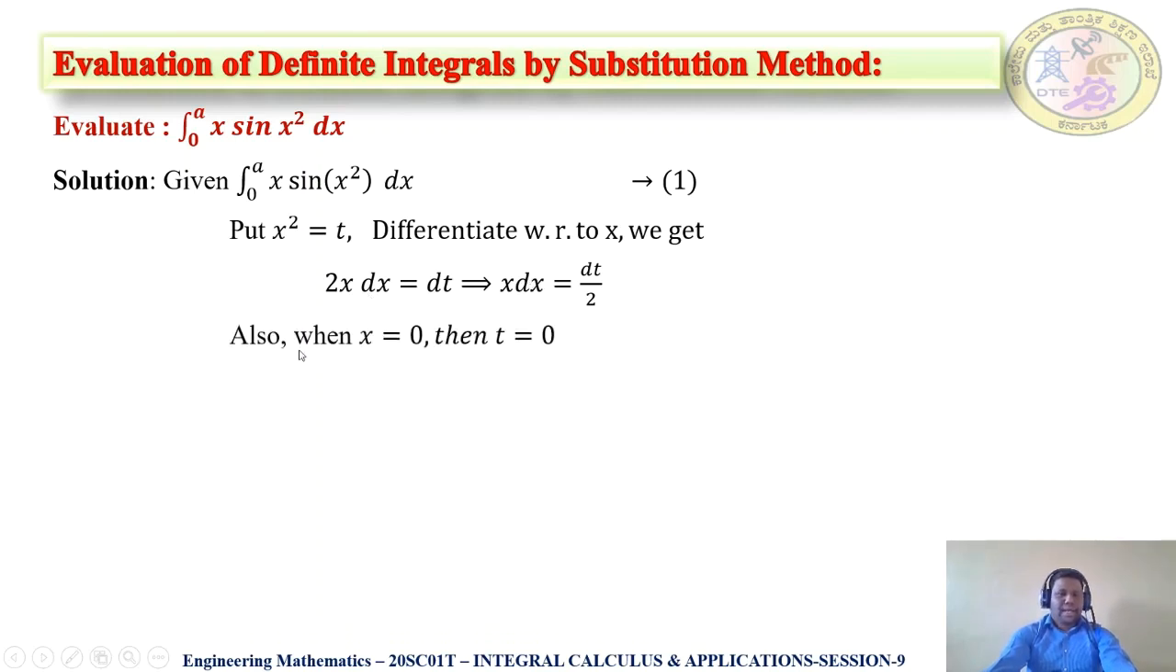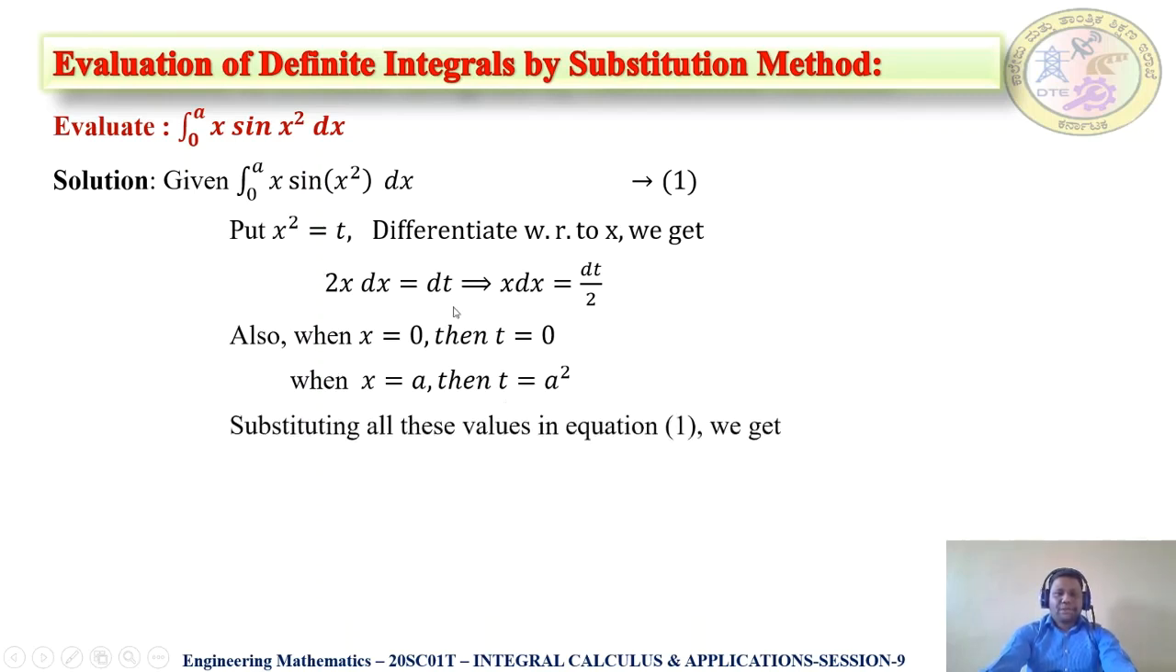Also, we have to change the limit. When x equal to 0, t will also become 0. When x equal to a, t becomes a square. In the place of x, we have to put a here, it becomes a square. So when x equal to 0, t is equal to 0. When x equal to a, then t equal to a square.